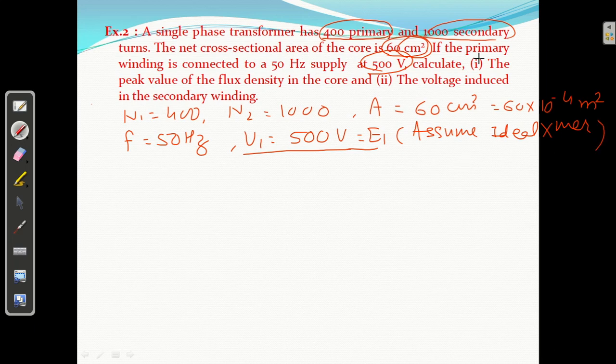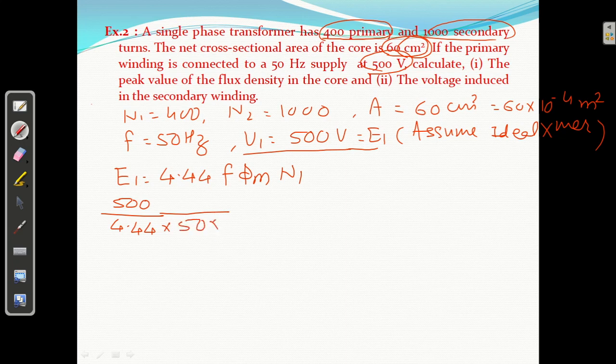Actually, they have not given the winding resistance, reactance, etc. So we are assuming it is an ideal transformer. V1 equal to E1. So E1 equal to what? E1 equal to 4.44 f phi m N1. This is given 500 upon 4.44. Frequency is given 50 hertz. N1 is given 400. So you can find the phi m.